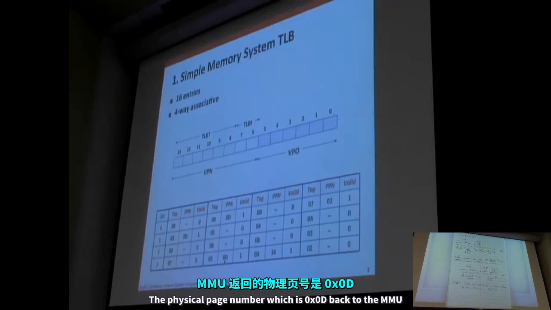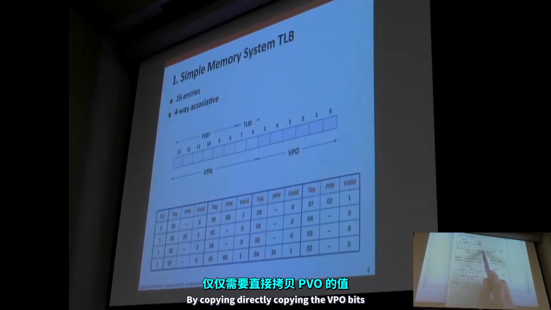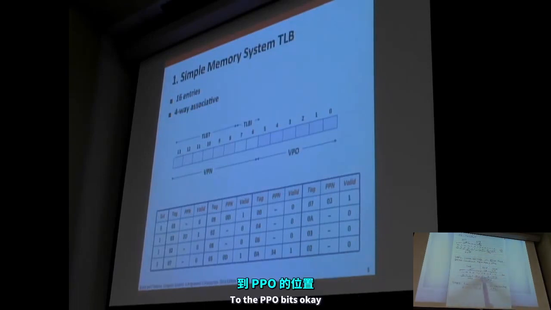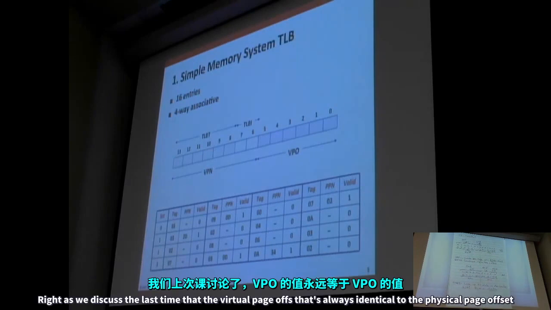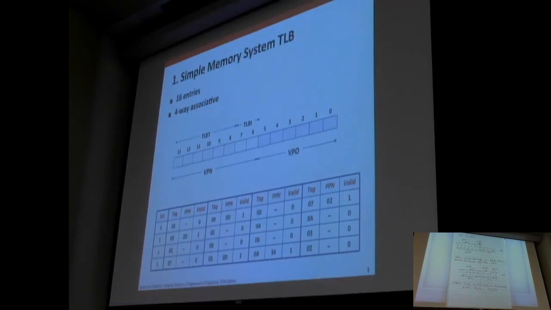the physical page number, which is 0D, back to the MMU, which can now construct the physical address. So it constructs that physical address, PA, by directly copying the VPO bits to the PPO bits. As we discussed the last time, the virtual page offset's always identical to the physical page offset because the block sizes in the virtual address space and the physical address space are the same size.